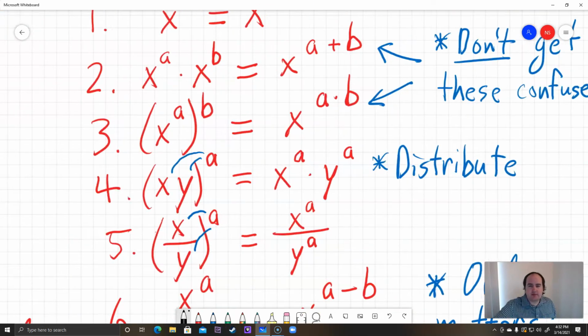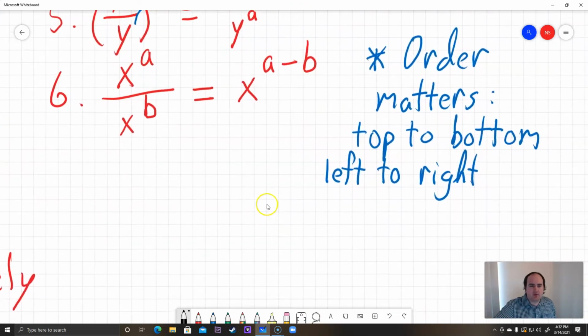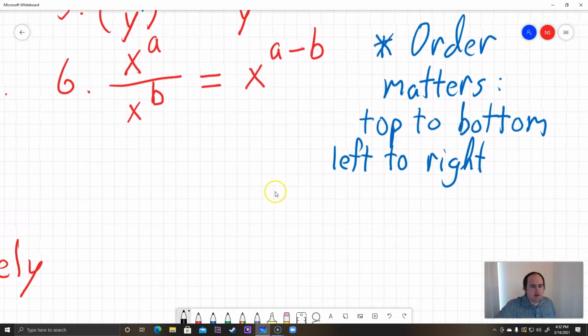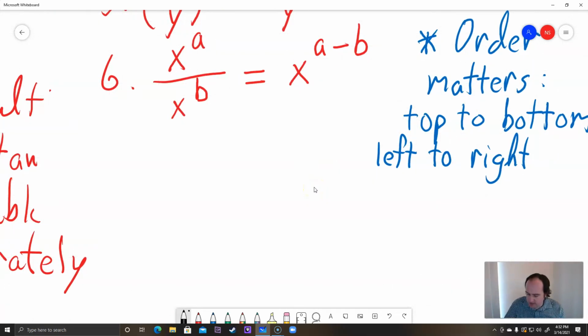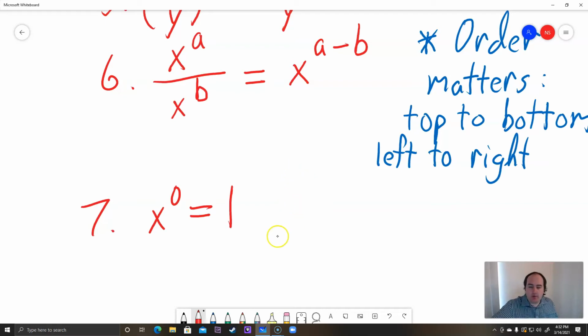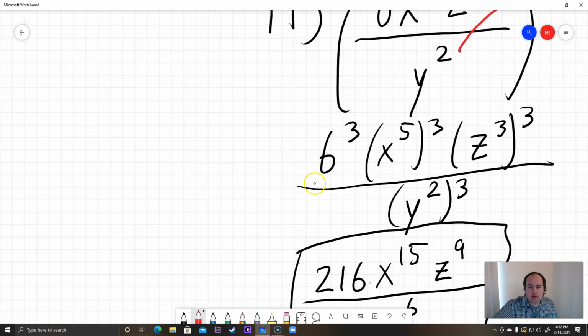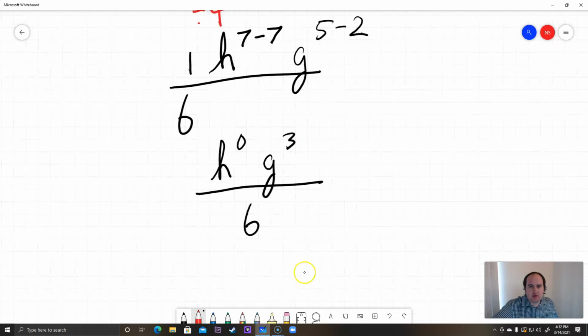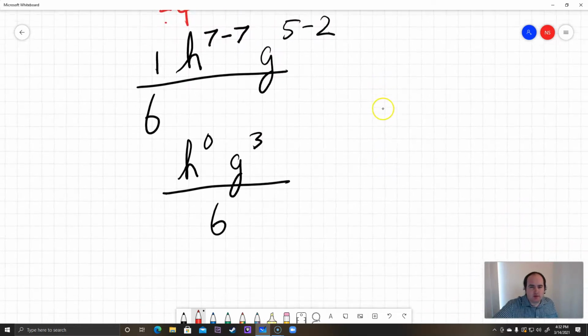Okay, so rules of exponents. This is going to be rule number 7. And I'm just doing it in this order because it was convenient for the lecture. Okay, so rule number 7 is any number to the 0 equals 1. So x to the 0 equals 1. And that's anything. Any number to the 0 is 1. Right, so that's actually one of the easier rules to remember.